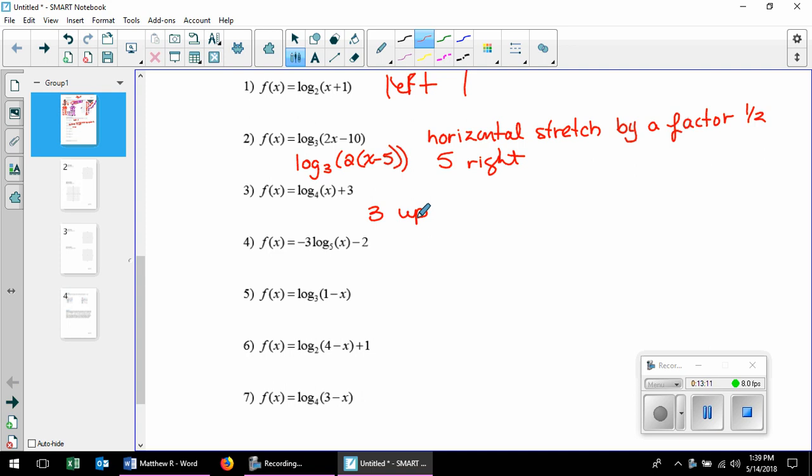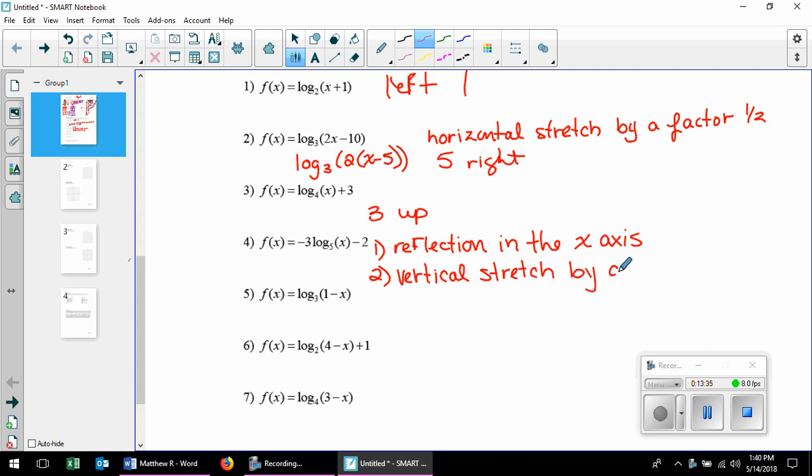Okay, this one. So we have a reflection. So that's the first thing. The second thing is we have a vertical stretch by a factor of, yeah. And the third thing, 2 units down.